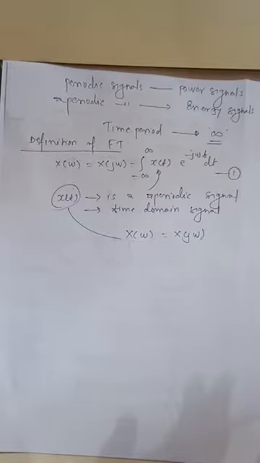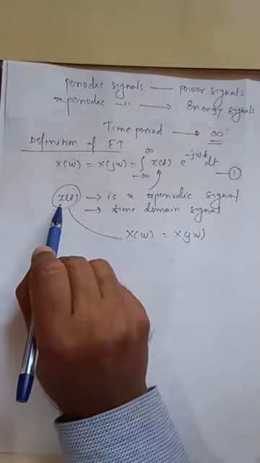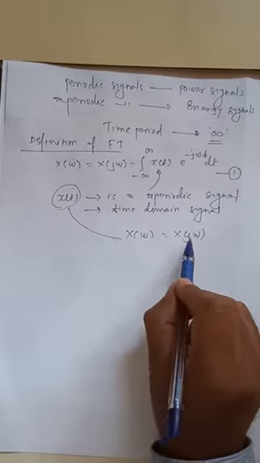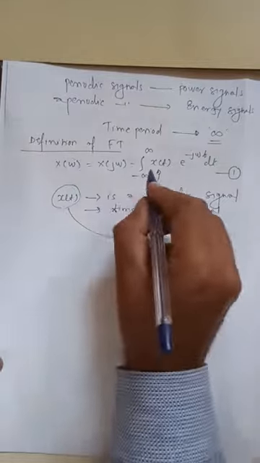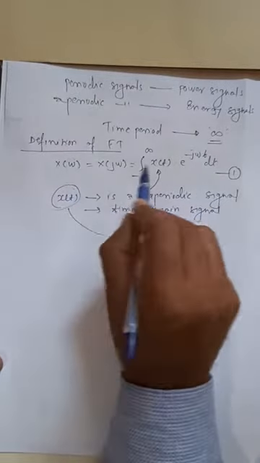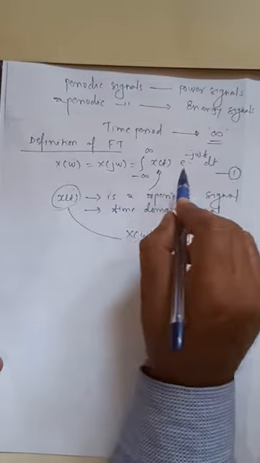If you see in the time domain, certain properties of the signals we cannot view, we cannot analyze. Those properties can be very well analyzed in the frequency domain. That's why we have to transform the time domain signal into the frequency domain signal. This is how to transform by using equation number 1, which is the definition of the Fourier transform.